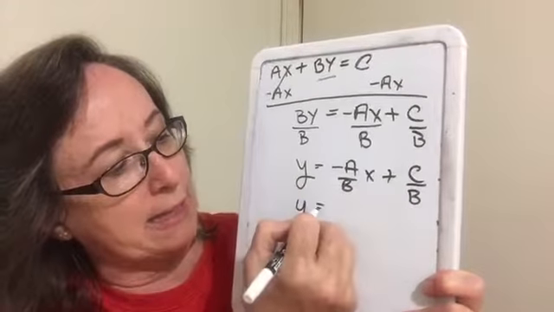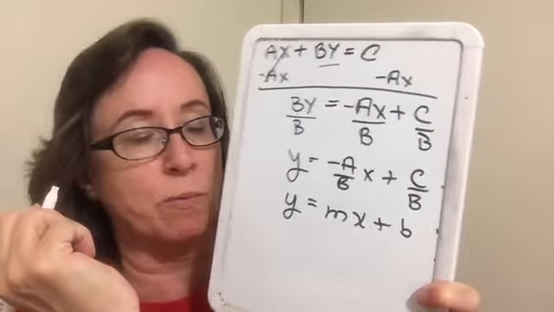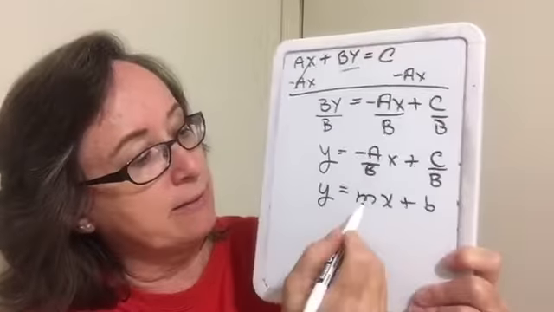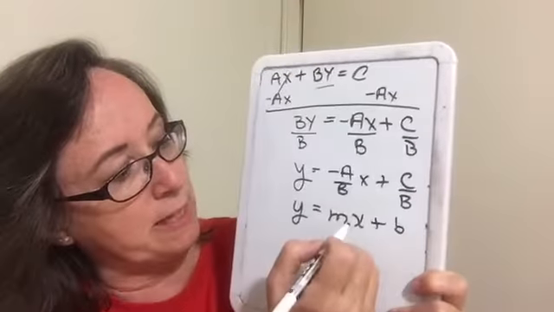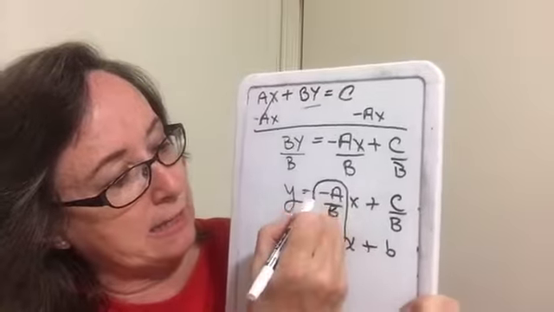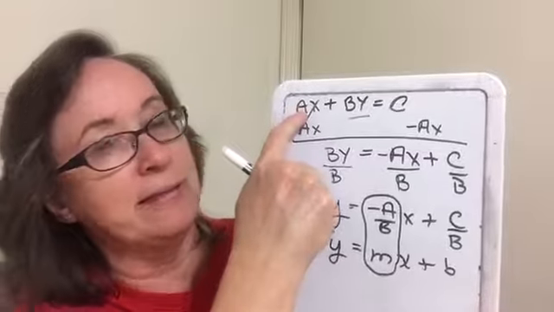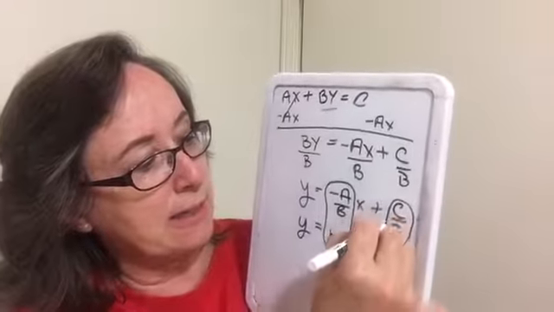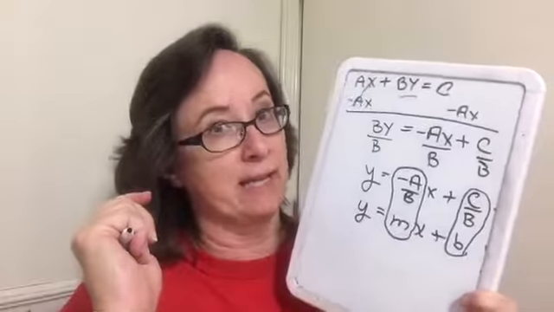Remember, that's y is mx plus little b. Little b stands for the y-intercept. So doesn't it stand to reason that the slope, since I've got my y and I've got my x and I've got my constant term here, that the slope of the line is the negative a over the b from the standard form, okay? And the y-intercept is always going to be equal to the c over b from the standard form. So let's see how that works.